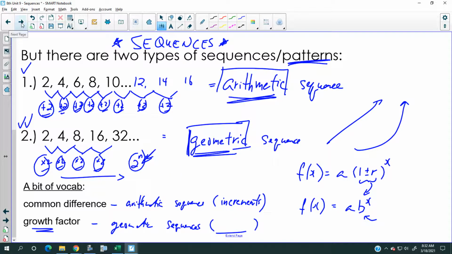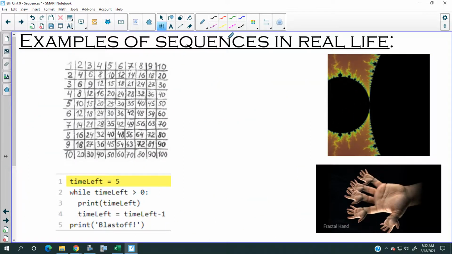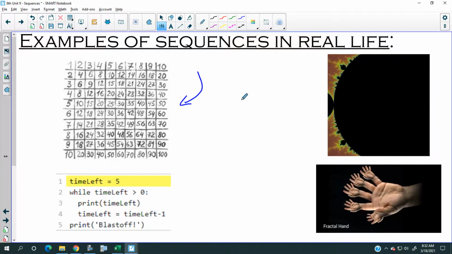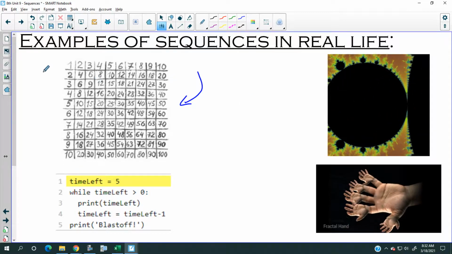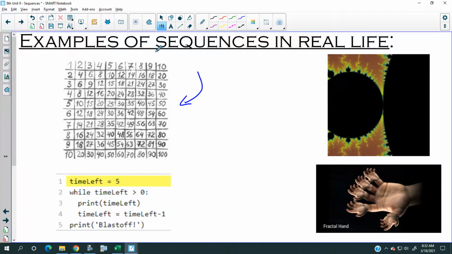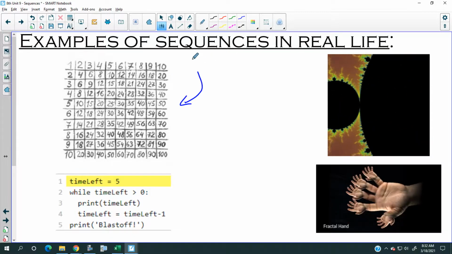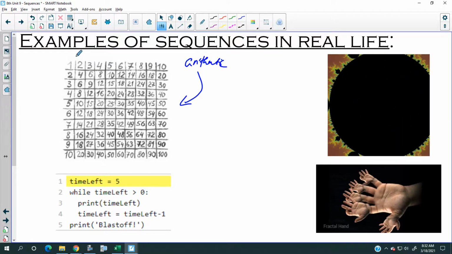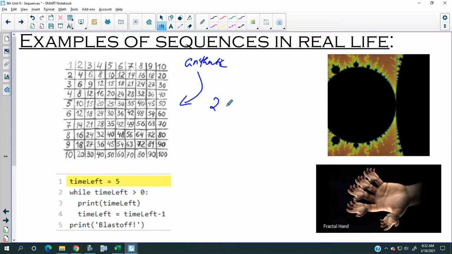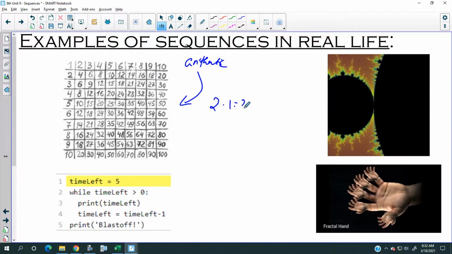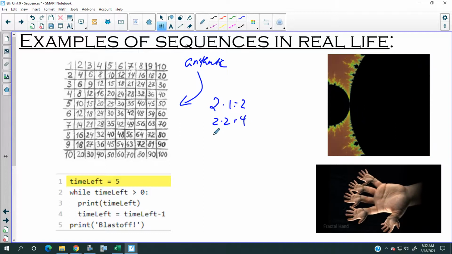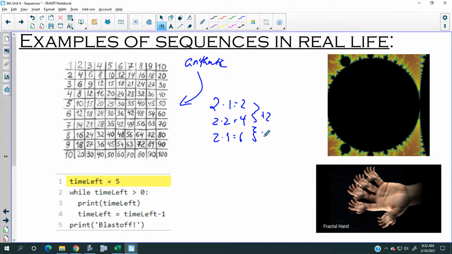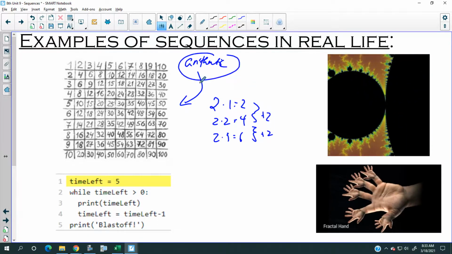Now, very quickly, let me show you some examples of sequences in real life, and then I'm going to stop. That's an example of a geometric sequence, right? No, actually, it's not. It's an arithmetic sequence. Oops, take it back. That's an arithmetic sequence. Why? This is a multiplication table. 2 times 1 is 2, 2 times 2 is 4, 2 times 3 is 6. These are all added by 2, so that's an arithmetic sequence.